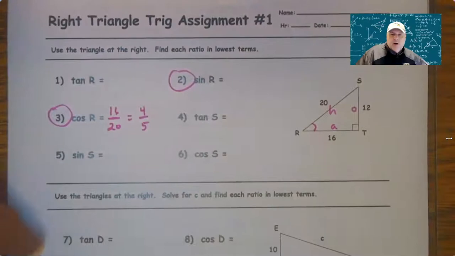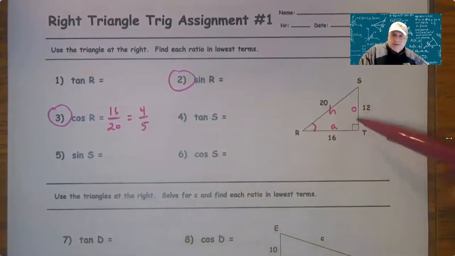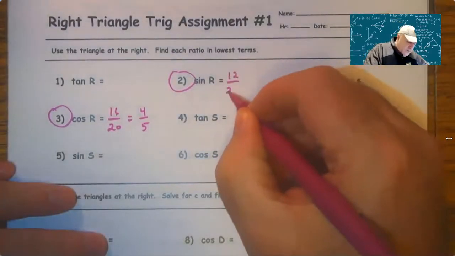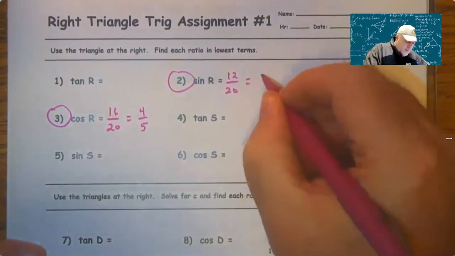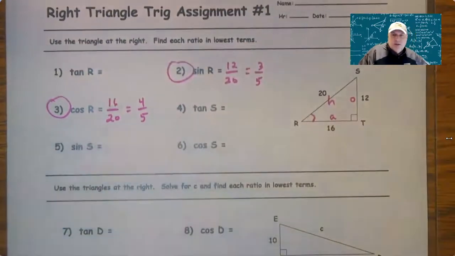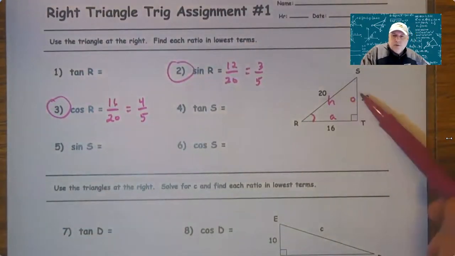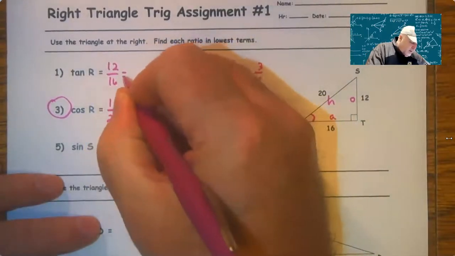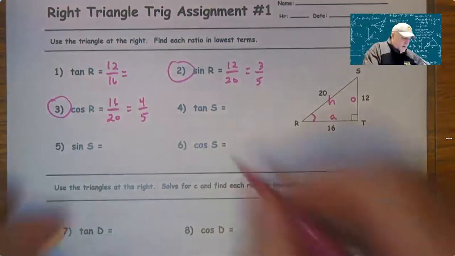But I would answer all the sine, cosine, and tangent of angle R first, and then set it up for angle S, where all that changes is the adjacent and the opposite labels would switch around. So sine of R is going to equal the opposite side divided by the hypotenuse. Okay, and that is 3/5. And then I'd also do tangent of R, which would be 12 over 16, opposite over adjacent, the TOA part of SOHCAHTOA.